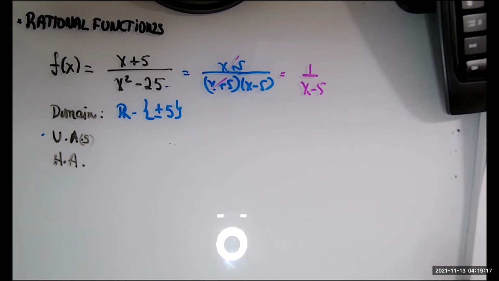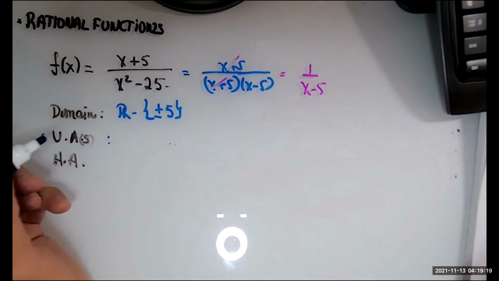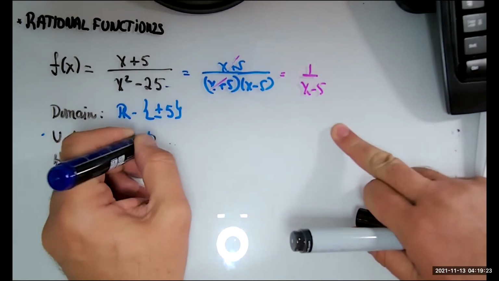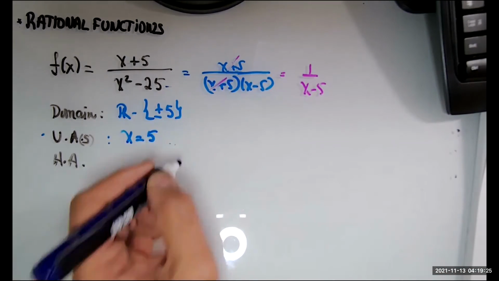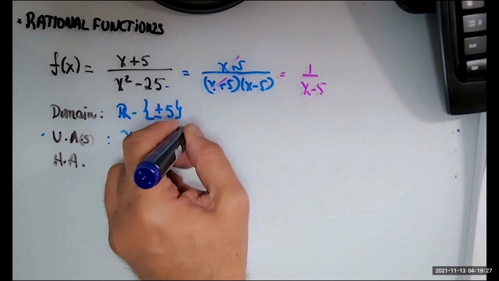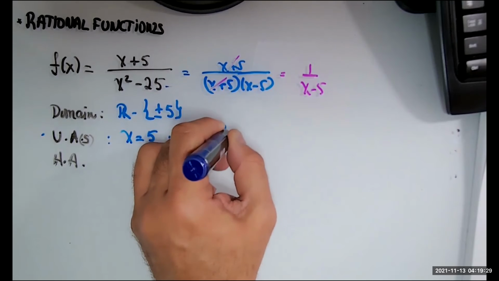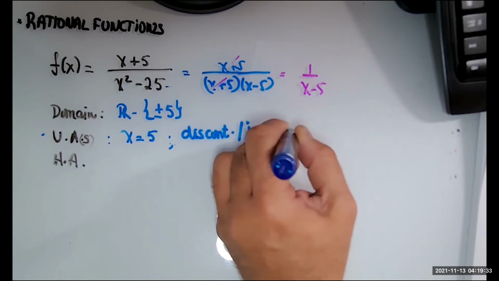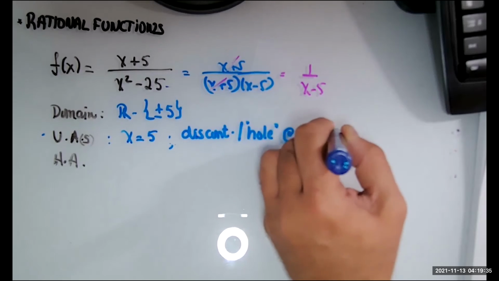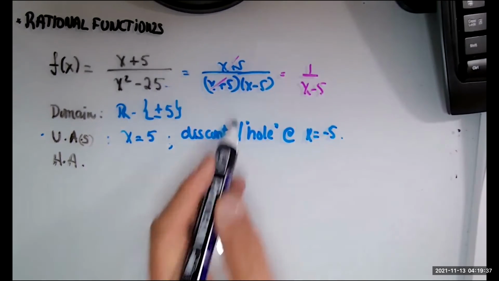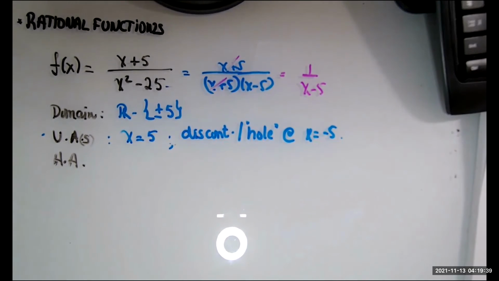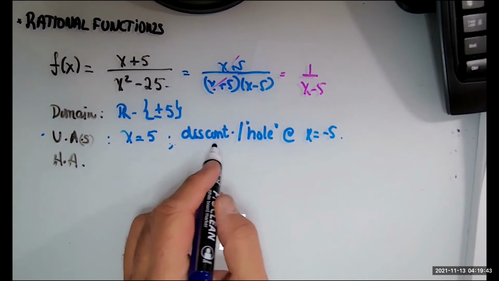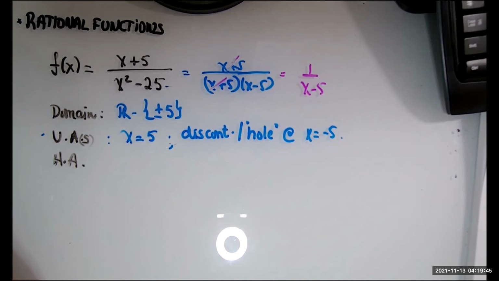What do I have? We will have one VA at what value? X equals 5. And we will have a discontinuity or hole at x equals -5. That's the one that we traded off. Okay, so we'll have one VA at x equals 5, one discontinuity at x equals -5.